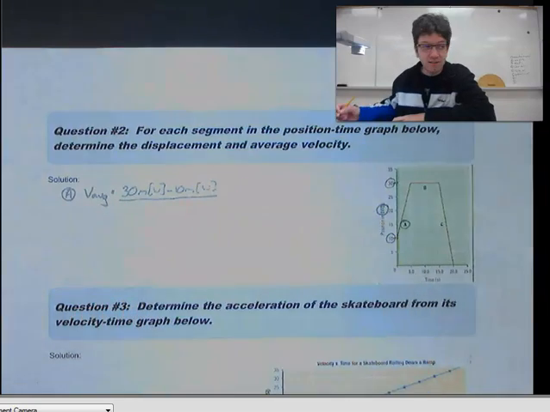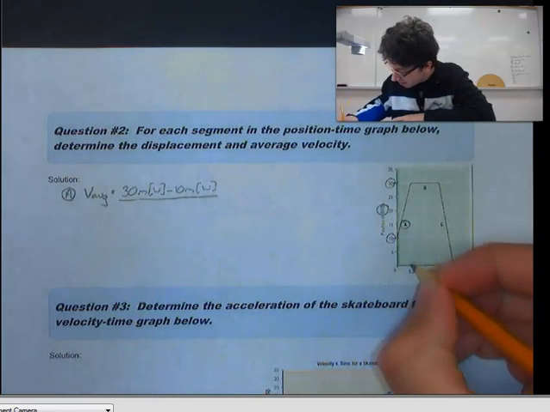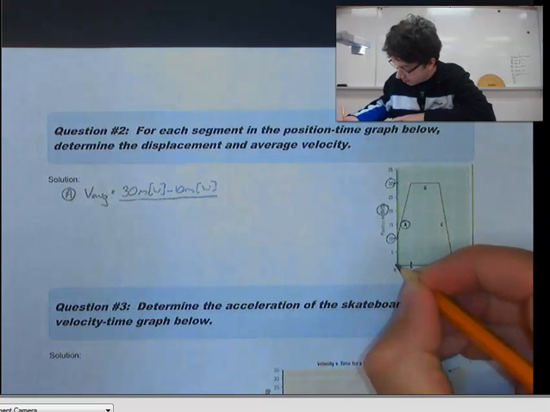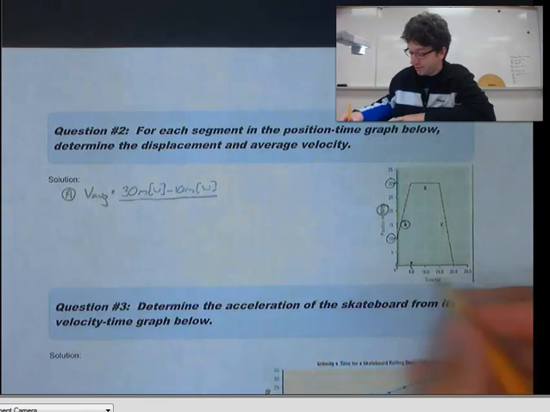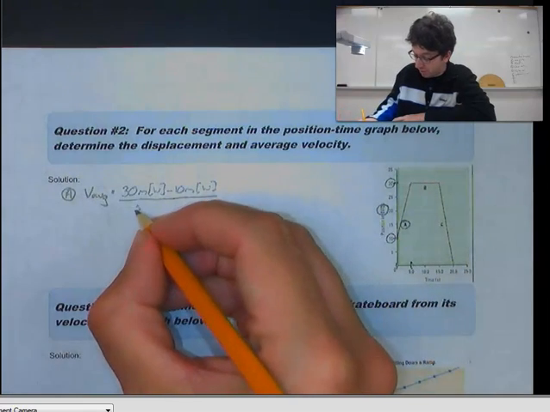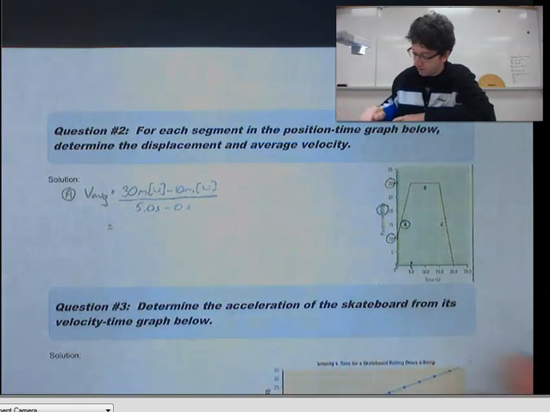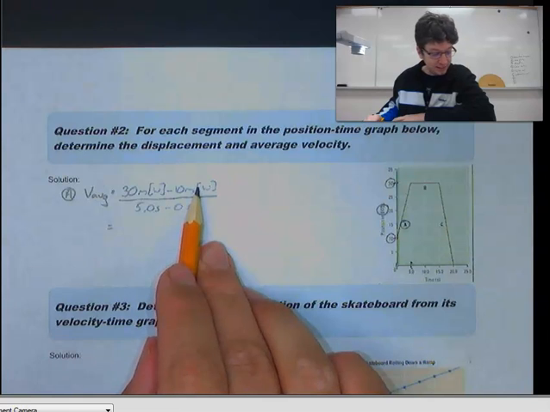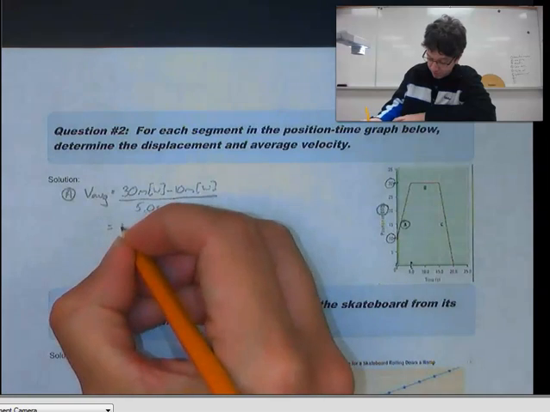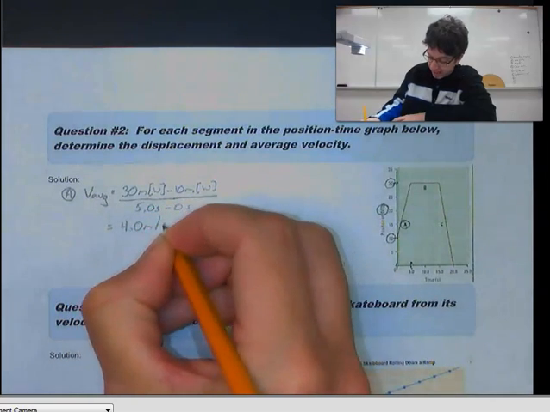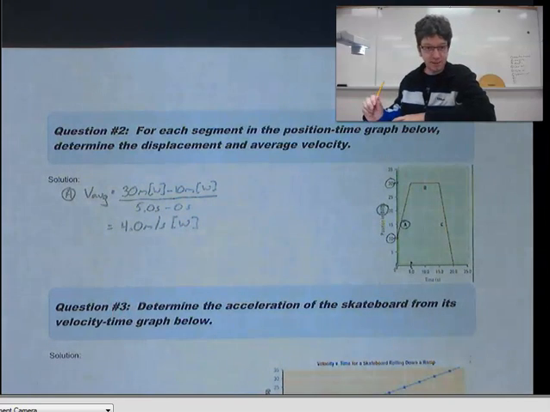Then we need to divide by our run. So in this case, looks like we're going from 0 to 5 seconds. So our total run, again, you can think of x2 minus x1, so 5 seconds minus 0 seconds. All right, so this is going to be 20 meters west divided by 5, which would be 4 meters per second west. So there's our velocity in segment A.